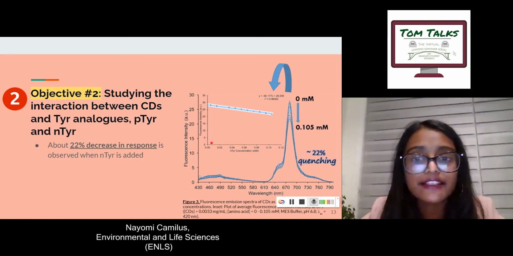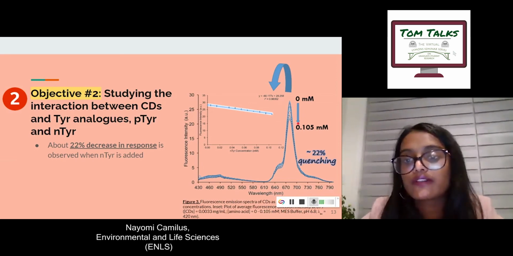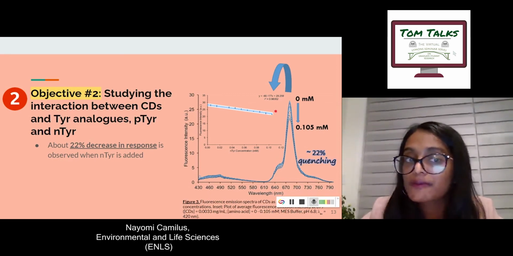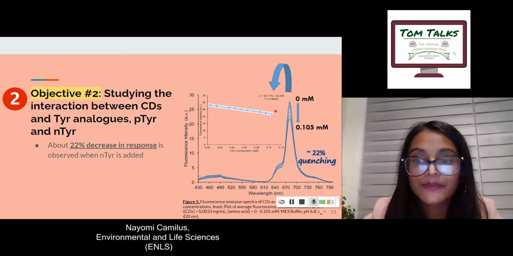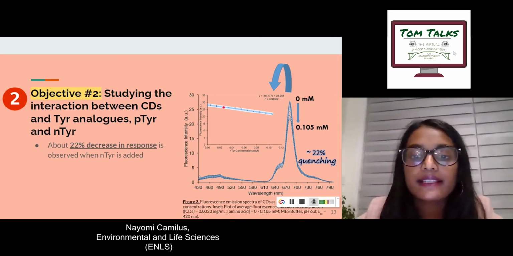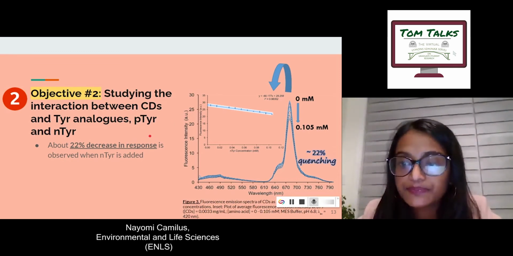So we can see here how, when nitrotyrosine concentration increases, we can predict that the fluorescence quenching, or the fluorescence response, would actually decrease. You can imagine that when we use a higher concentration of nitrotyrosine, we expect this to go down further and have a lower response in terms of the fluorescence ability of the carbon dots. So this is very promising in terms of actually using carbon dots to detect nitrotyrosine.